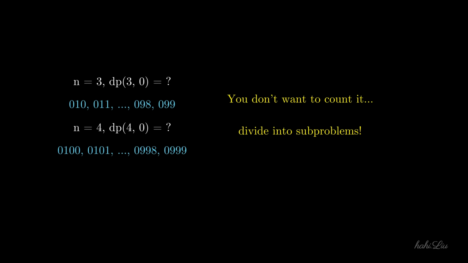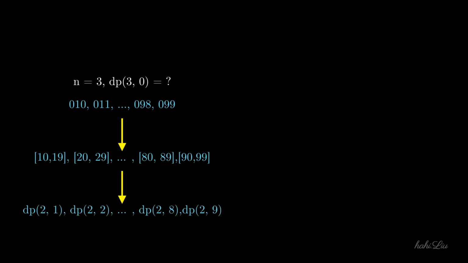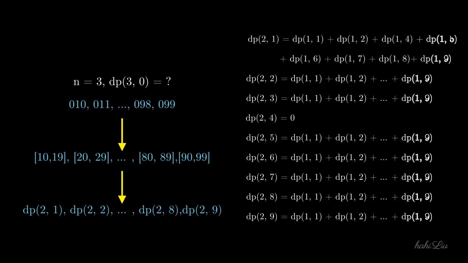Let's identify the subproblems. For n equal to 3, dp30, you can group the numbers by their tens digit, and furthermore break down into lower level dp functions until the digit count is 1. We notice that for dp21, dp13 is missing, because 13 is unlucky, and for dp14, we can include it or exclude it in the calculation because it's a 0.